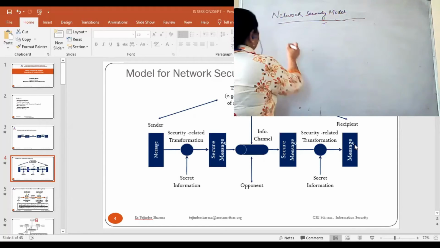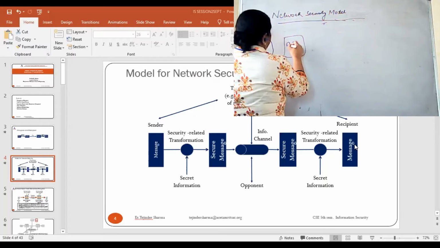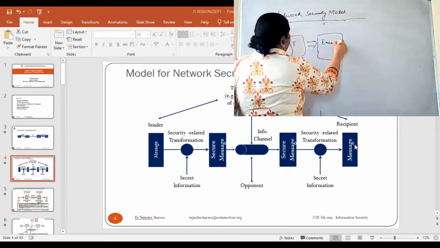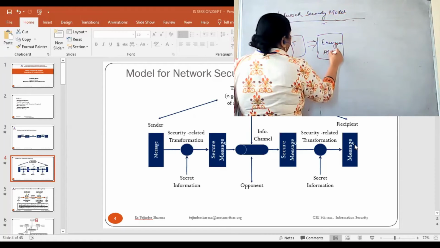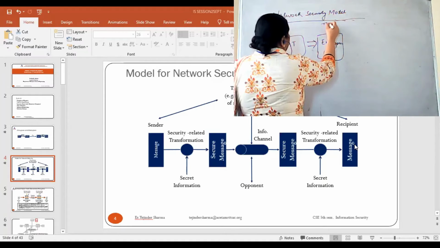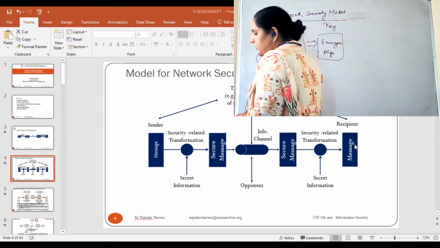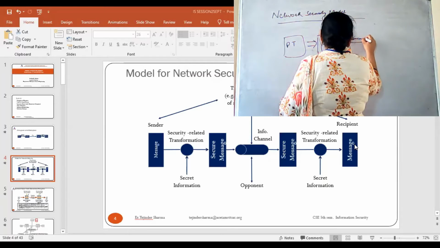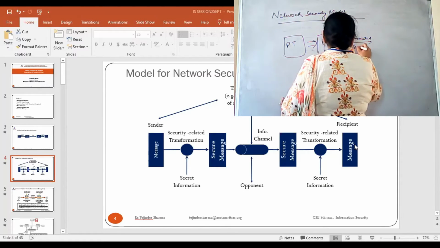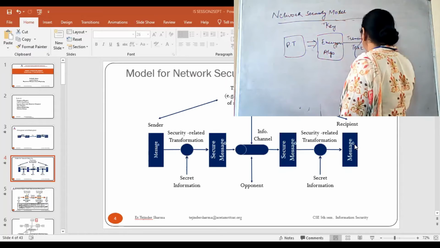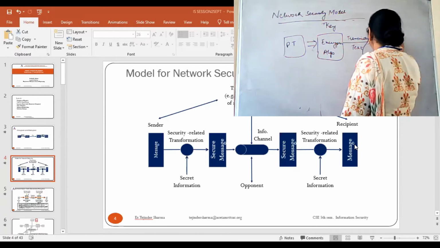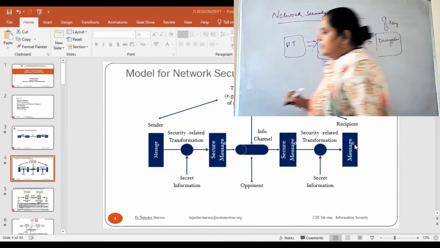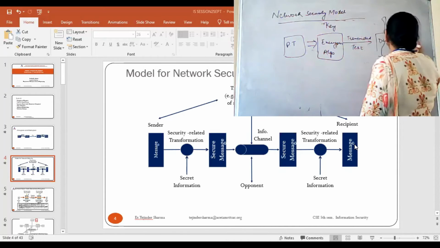Now this is the plain text, then this is the encryption part, the encryption algorithm, and this is the key which is to be sent, the transmitted text, then decryption along with the key. Then we have plain text.